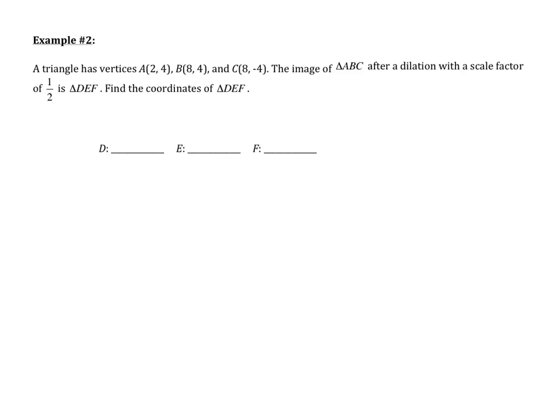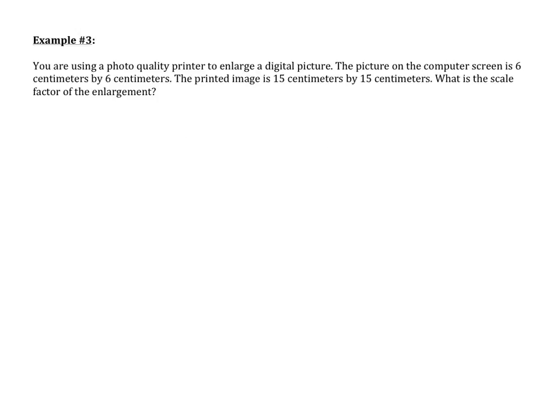So 2 divided by 2 is 1, and 4 divided by 2 is 2. Then I'm going to take B, 8, 4, and take half of each of those. So 8 divided by 2 is 4, and 4 divided by 2 is 2. And then again for 8, negative 4, it would be 4, negative 2. Basically, you're just going to take each of the ordered pairs and multiply by the scale factor.